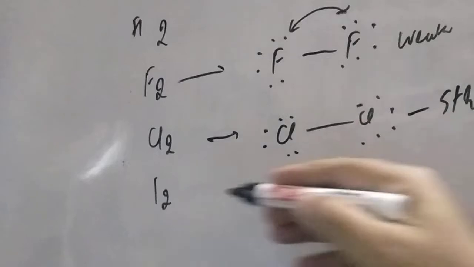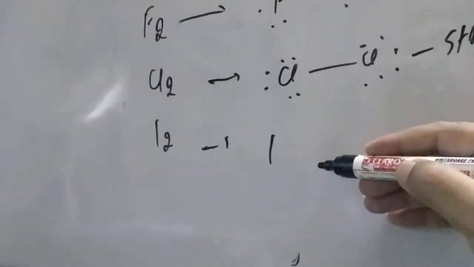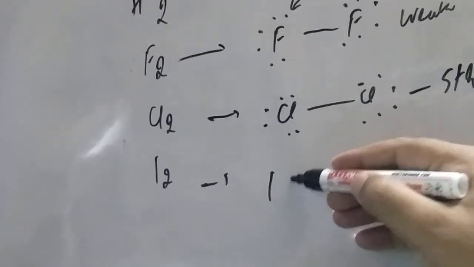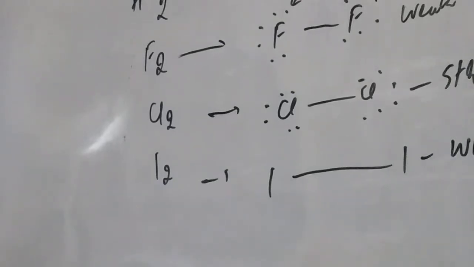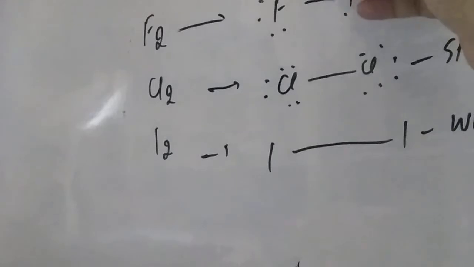Okay. And if you take I2, student, this is a very large molecule. So here the bond length is very large, so it becomes weak. Now the hydrogen molecule, compared to the halogen, is weak, student. Okay. So the correct option here is Cl2.